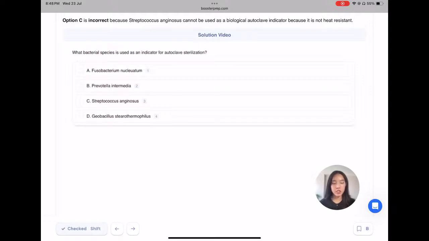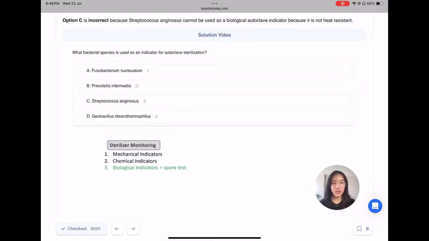With autoclave sterilization, there are three methods that are used to detect whether sterilization was effective or not, and these are mechanical, chemical, and biological indicators. And of course, this question is asking about which bacterial species is used, so we're looking at biological indicators. And this is known as the spore test, and this will monitor sterilization efficacy. So this test needs to be performed weekly in order to ensure that only properly sterilized instruments are making their way to use in the dental operatory.